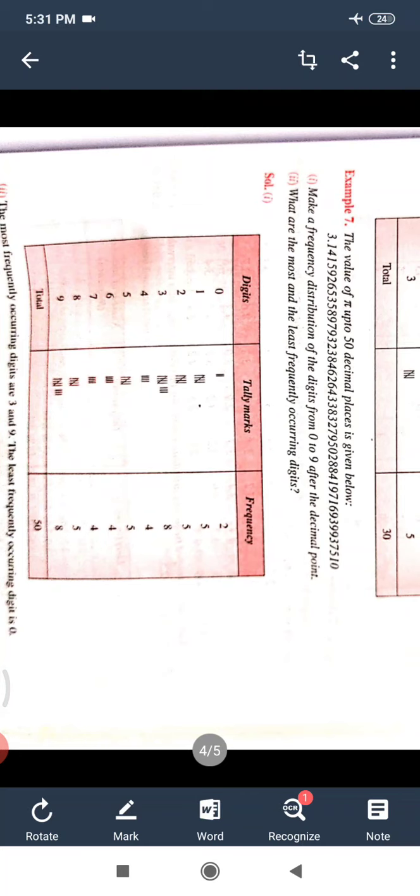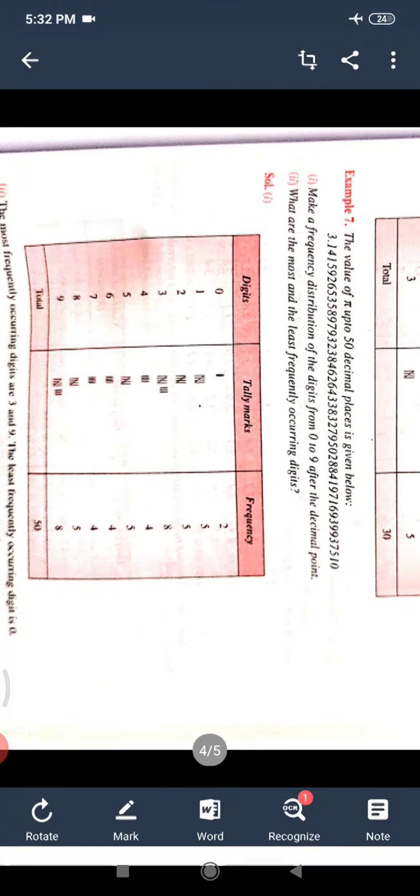You will obtain 0, 1, 2, 3, 4, 5, 6, 7, 8, 9. So in the first column write down digit 0, 1, then 2, 3, 4, 5, 6, 7, 8, 9. The second column, tally marks, keep blank. The last column, frequency, also blank.